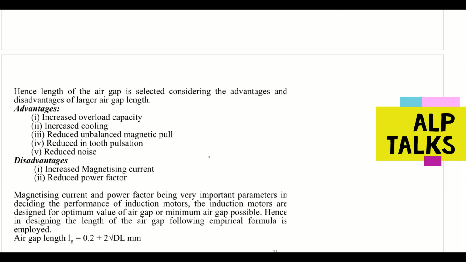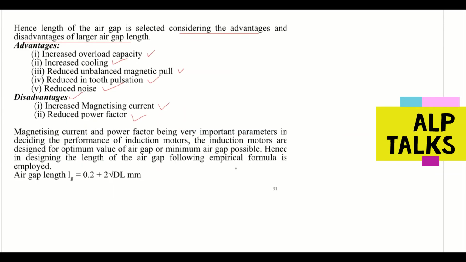So hence the length of air gap is selected considering the advantages and disadvantages of larger air gap length. Advantages: increasing overload capacity, increasing cooling, reduced unbalanced magnetic pull, reduced tooth pulsation, reduction in noise. What are the disadvantages? Magnetizing current will increase, power factor will reduce.